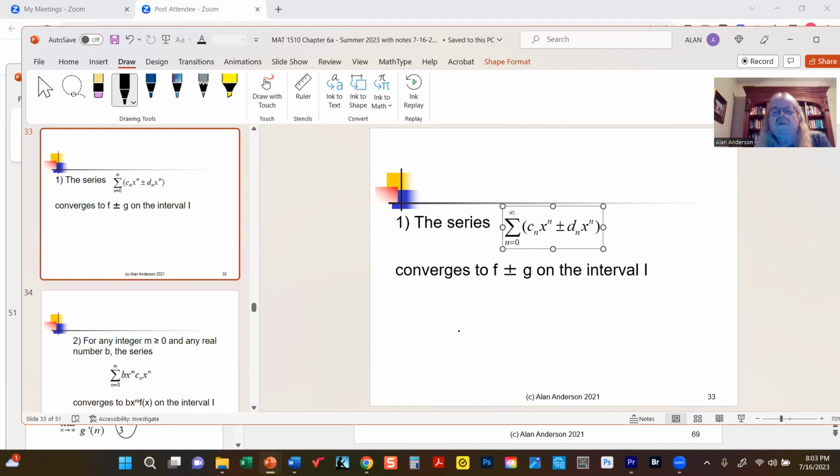Okay, so I think that's pretty sensible. This one converges to f. This one converges to g.